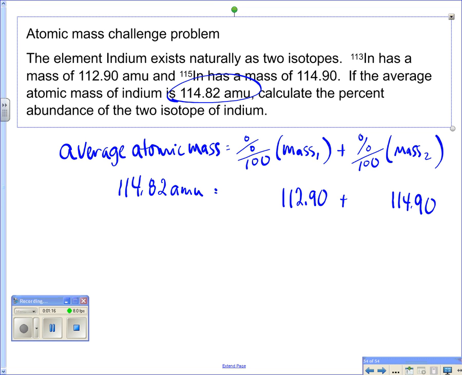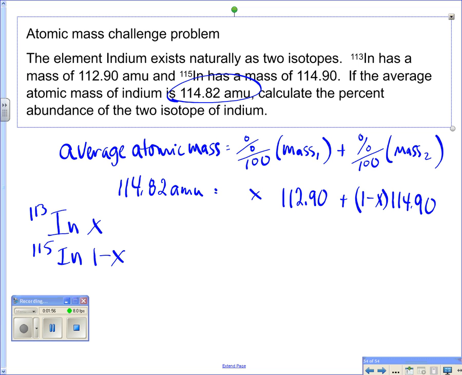So my goal is to figure out the two percentages. I can't have two variables, but I know that they have to add up to 100%, or if we divide by 100, they have to add up to 1. So I'm going to call the 112.9 x. I'm going to label the In-113 as my x, and the In-115 is going to be 1 minus x, since I know that it has to add up to that. So now all it is is an algebra problem.